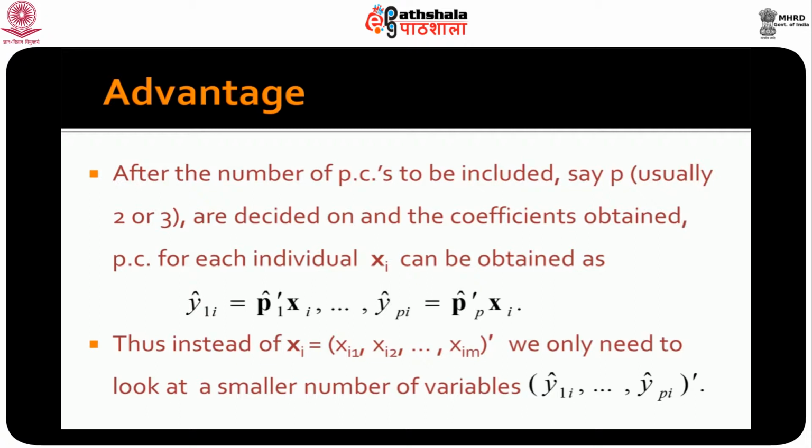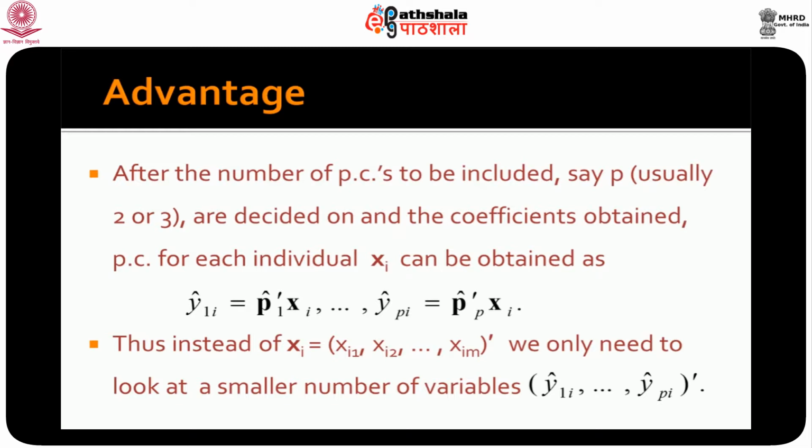So suppose for the ith individual we have the vector xi. Then his first principal component value would be given by y1 hat is equal to p1 hat xi. So that is his first principal component score. His second principal component score would be y2 hat is equal to p2 hat xi. And similarly, I can maybe get the third one or the fourth one, depending on how many I want to keep. So instead of looking at his m-dimensional vector, I can now look at this individual's principal component values.